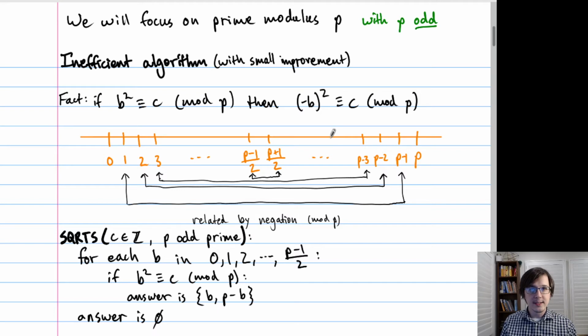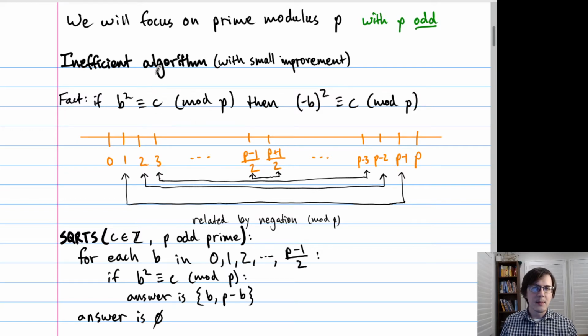So first, let's consider an inefficient algorithm. The most inefficient algorithm is that to calculate the square root of c, we take every value of b from 0 through p minus 1, square it mod p, and see if we get c. That is potentially a lot of numbers to check, but it will get the job done.